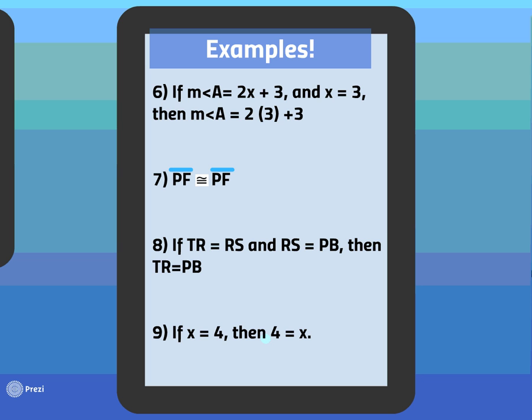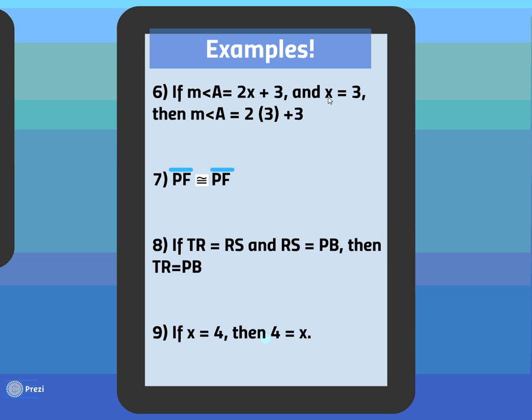Alrighty, so examples 6 through 9, we are identifying which additional properties of equality we will be using. So we will identify which property of equality is being shown in each example. So example 6 says if the measure of angle A equals 2x plus 3 and x equals 3, then the measure of A equals 2 times 3 plus 3.